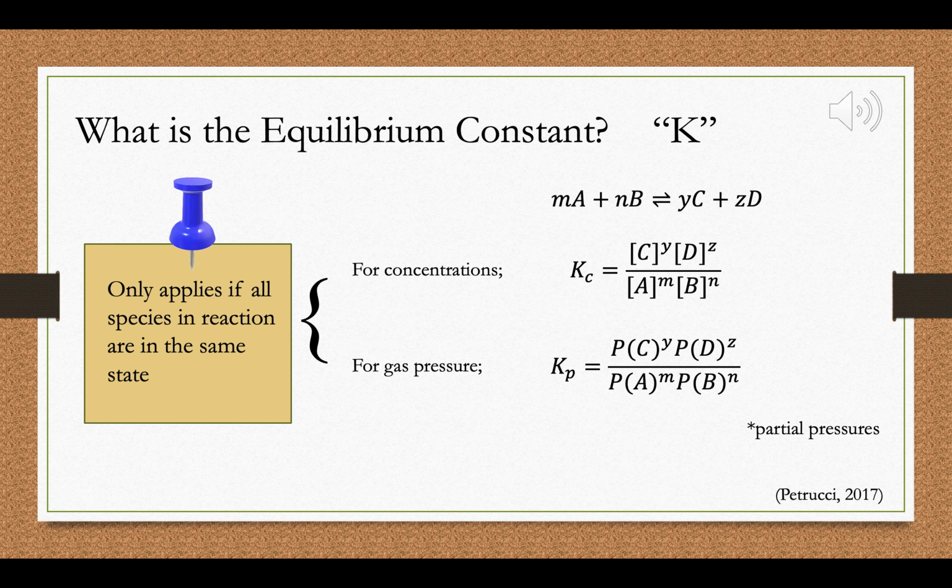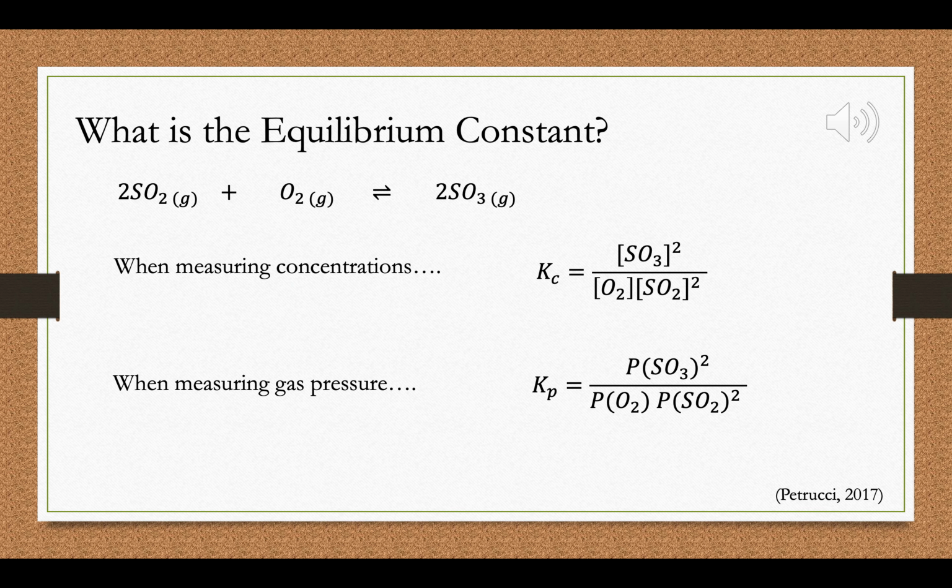However, this formula only applies if all species in a reaction are in the same state. Using this example, which will be our case study example later on, we can write the Kc and Kp expressions. For concentrations, Kc is the concentration of sulfur trioxide squared, divided by the concentration of oxygen and the concentration of sulfur dioxide squared. For pressures, the Kp is the partial pressure of sulfur trioxide squared, divided by the partial pressure of oxygen and the partial pressure of sulfur dioxide squared.